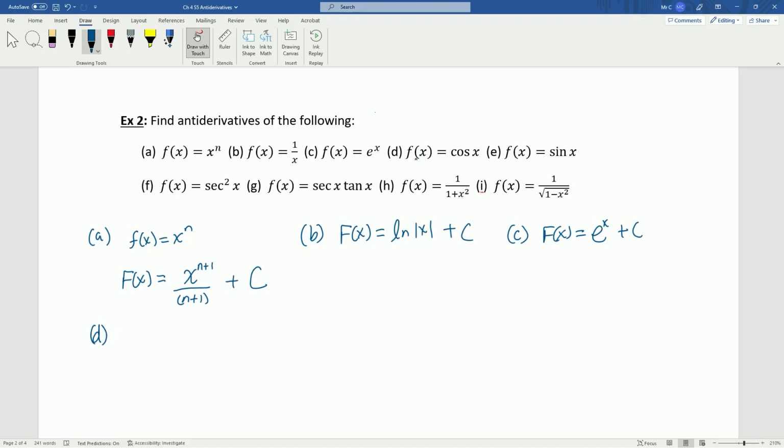All right, for d, f of x equals cosine of x. Now, that should be not too difficult. What function has the derivative cosine of x? Well, sine of x. And don't forget the plus c.